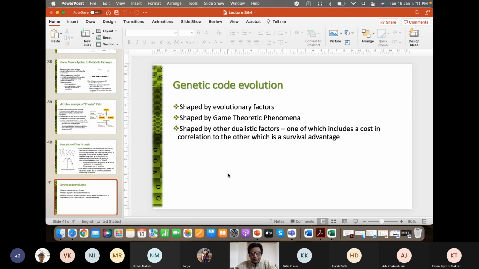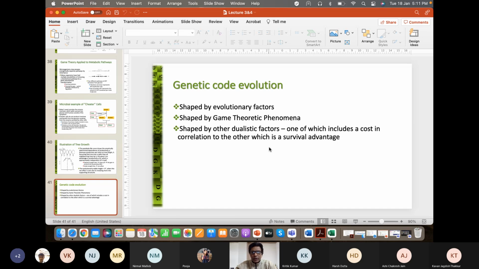So what are the factors that have shaped the evolution that we see here? One is the evolutionary factors, the other is the game theory phenomena, and the third could be dualistic features which have a cost correlation related to the survival advantage. So there are these various other factors that are present.